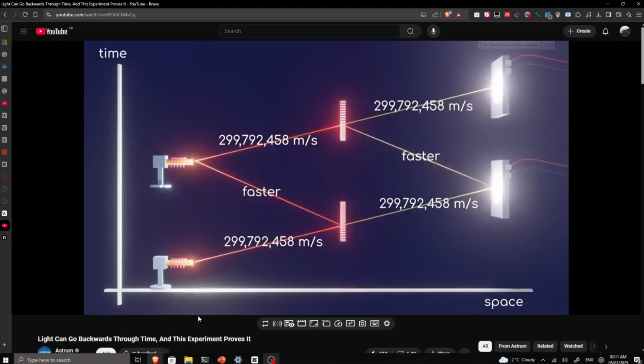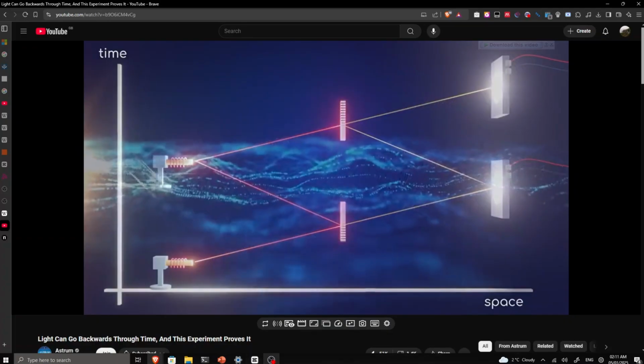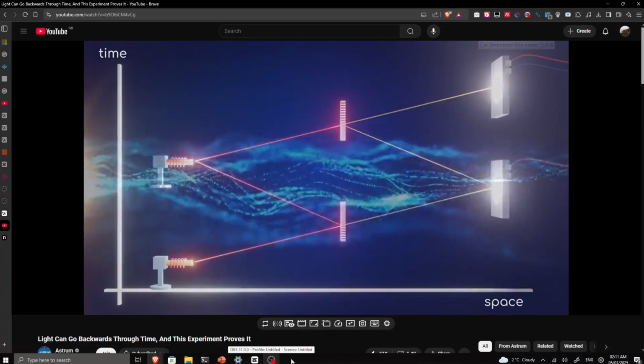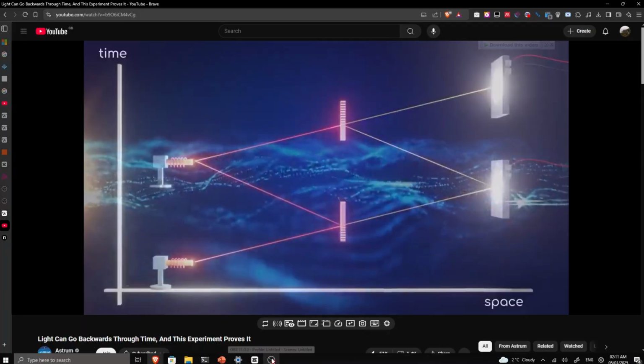As a reminder, these two emitters on the left are actually the same one, just at different points in time. The same for the receivers on the right. It is a mind-bending result. And yet, according to the results of this experiment performed by a research team at the Imperial College in London, this is what is occurring.